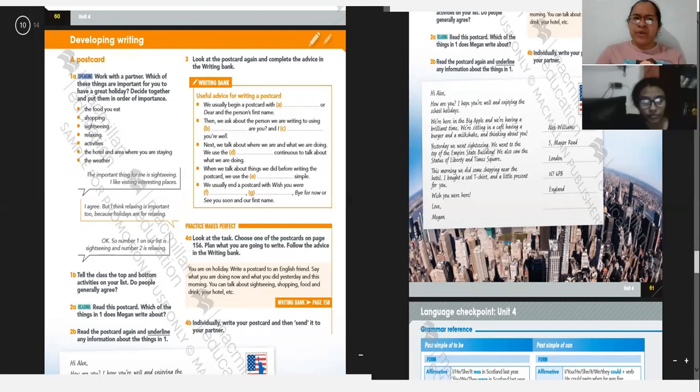I will use this activity in my class because it's also useful for the students. They need to think, they need to write, and they need to improve. With this kind of activity, they can improve their writing skill. So I think this kind of activity is really useful.